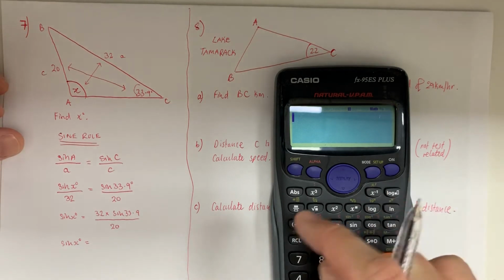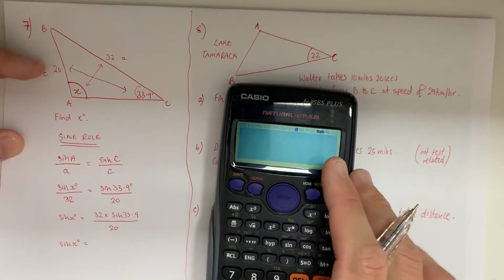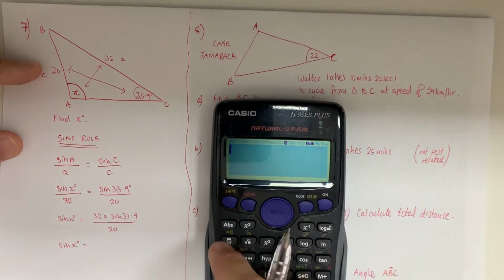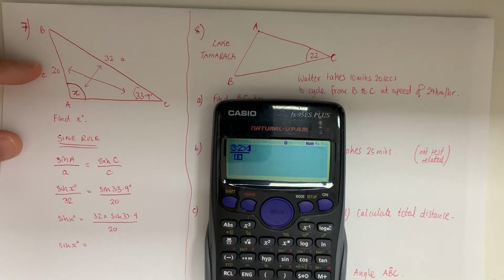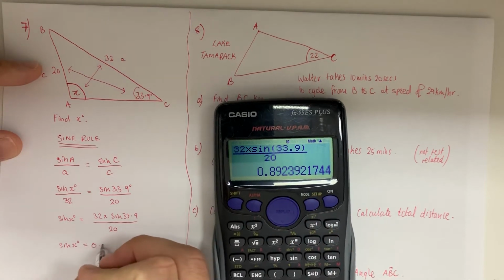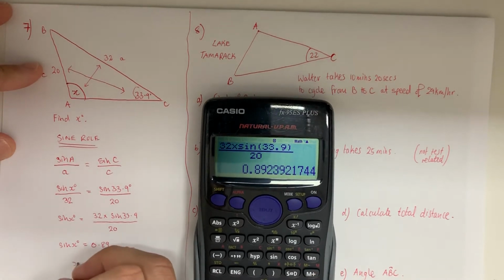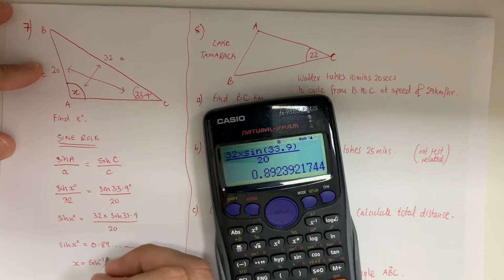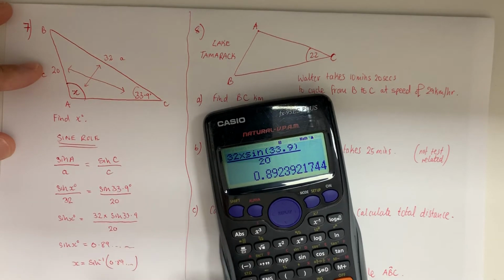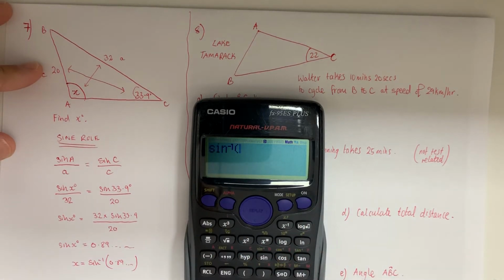So sine x is equal to, now this again comes down to degree of accuracy. You could put this into your calculator and then round it and then do it. I try to avoid that, and what I will do is just put it all in as a fraction. 32 times sine 33.9 divided by 20, and then the calculator stores that number. So although I know it's 0.89, I'm going to keep all those numbers in the calculator, and then x is equal to inverse sine of 0.89.